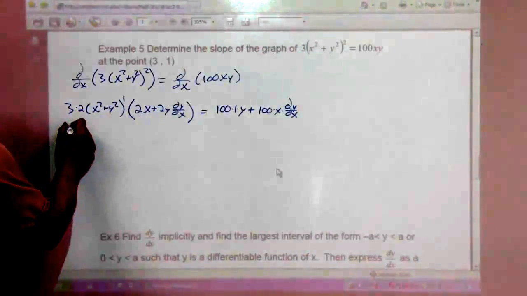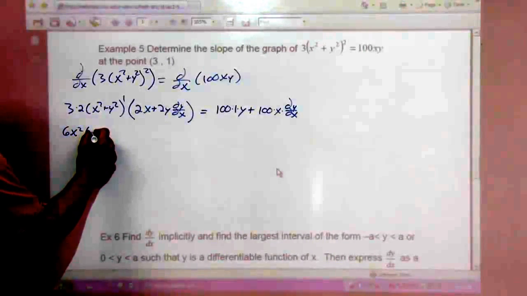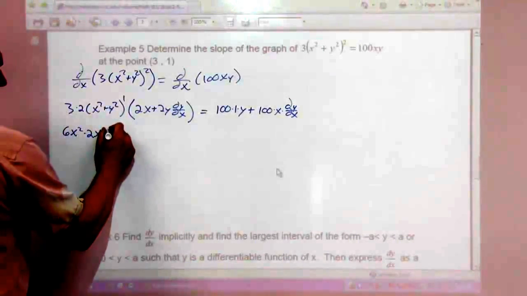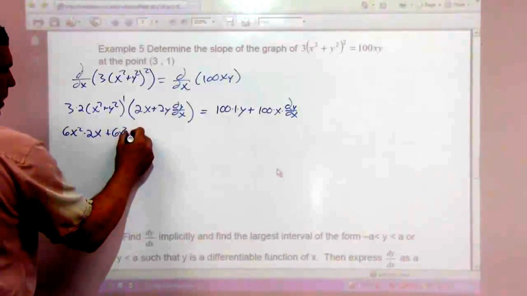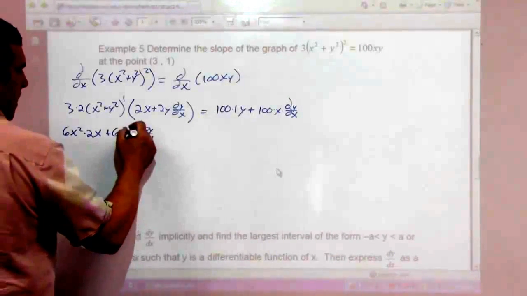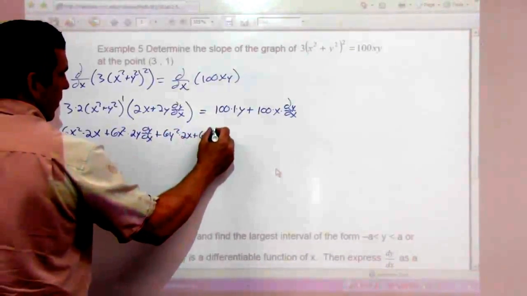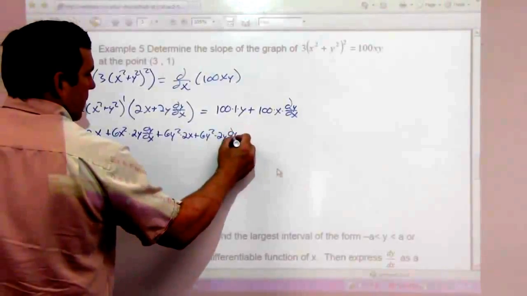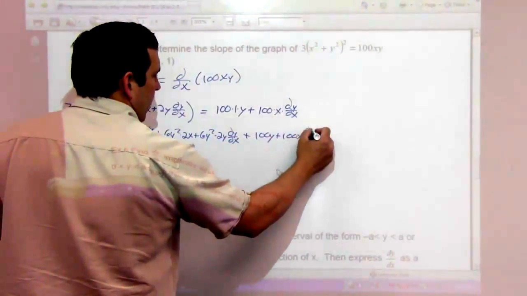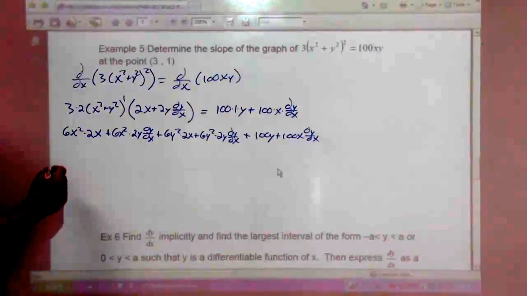Okay, I've got to distribute here, so it's going to be 6x squared from right here times 2x plus 6x squared times 2y dy/dx plus 6y squared times 2x plus 6y squared times 2y dy/dx plus 100y plus 100x dy/dx. Woo! Getting kind of involved.